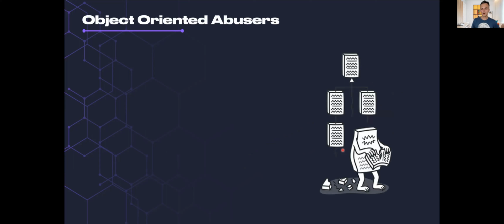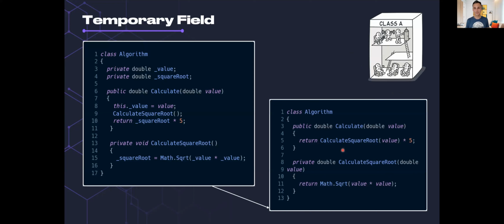Then we have object-oriented abusers. All these smells are incomplete or incorrect application of object-oriented programming principles. For example, temporary field. Temporary fields get values only under certain circumstances. Outside those circumstances, they are empty.